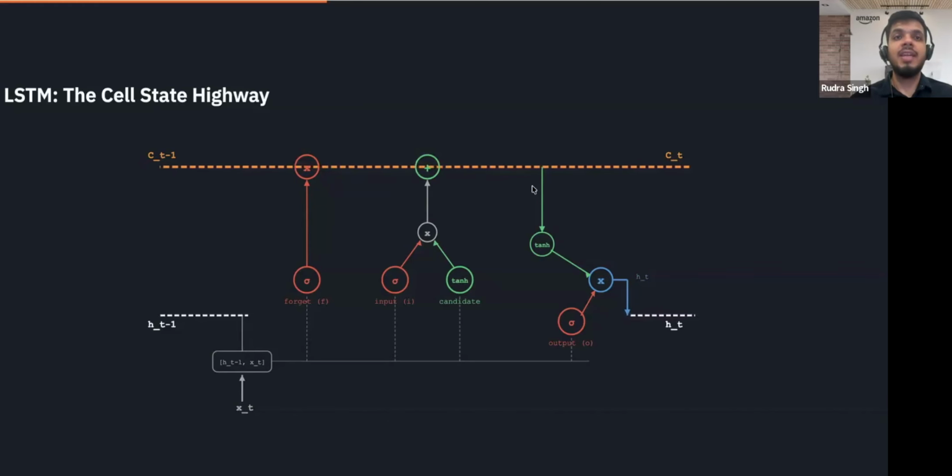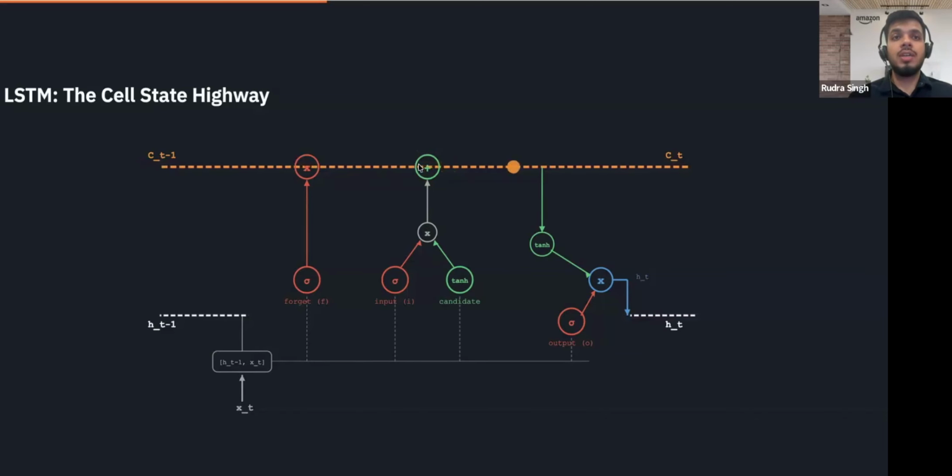On the right side, the cell state passes down through a green tanh to get squashed into the range -1 to 1. And the output gate sigma decides what fraction of that to actually expose as the hidden state ht. So even if the cell state is holding a lot of information, the output gate controls what gets revealed at that particular time step.